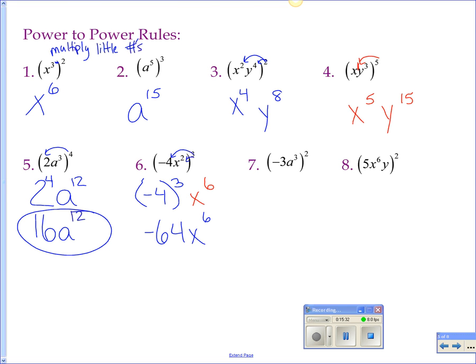Okay. All right, number 7. Gracie, what do I need to write right here for this problem? What do I do first? I'm going to put the negative 3 in parentheses. What am I going to put with the negative 3? What number is going to go right here? 2. Okay, so this 2 goes to both of them. This 2 goes to both of them.